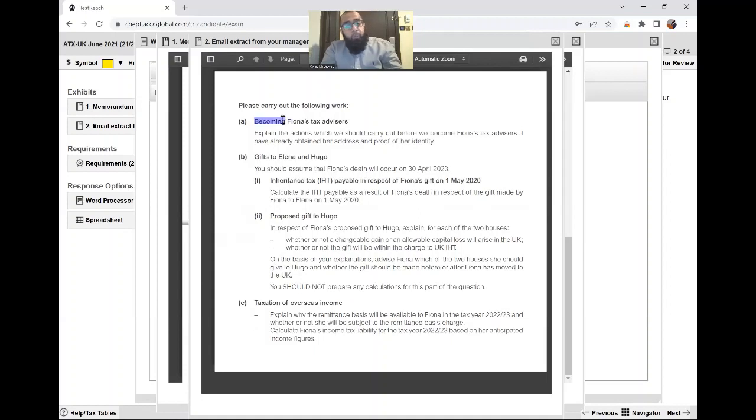Becoming Fiona's tax advisor. Explain the actions that we should carry out before we become Fiona's tax advisor. I have already obtained her address and proof of identity. Now, these are the easiest marks. What are the actions we take before accepting the engagement to become a tax advisor? We look at the code of ethics. We take approval from the previous tax advisor. We look at the source of income, whether she is involved in money laundering or things like that.